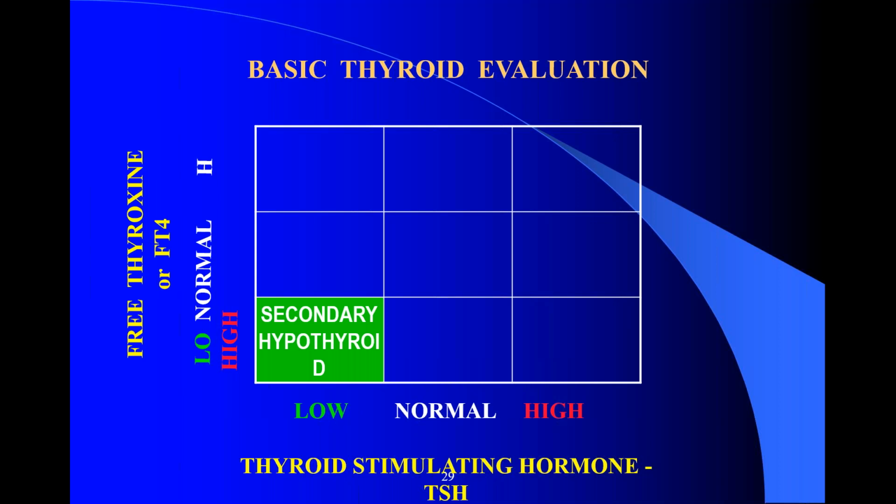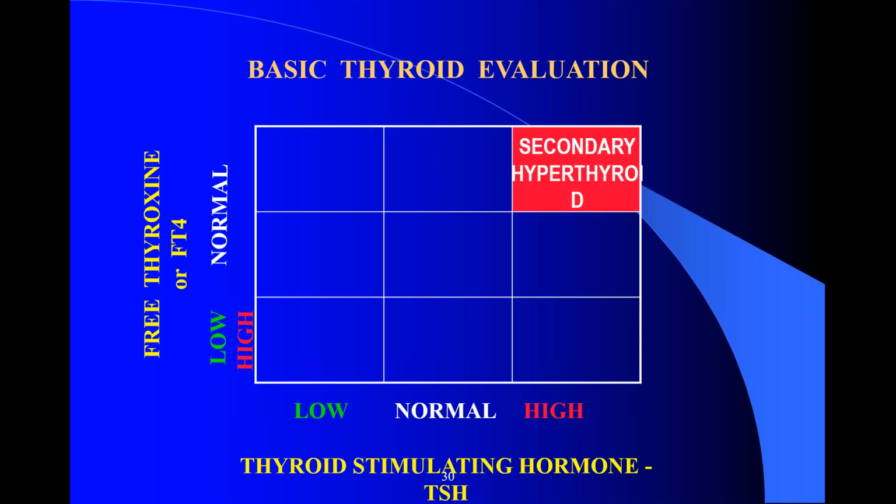If TSH is low and thyroxine is also low, what happens? If TSH is increased, then it stimulates thyroid hormone. So if both are low, then it is secondary hypothyroidism. You can just scroll down, you can see that you will get the condition.